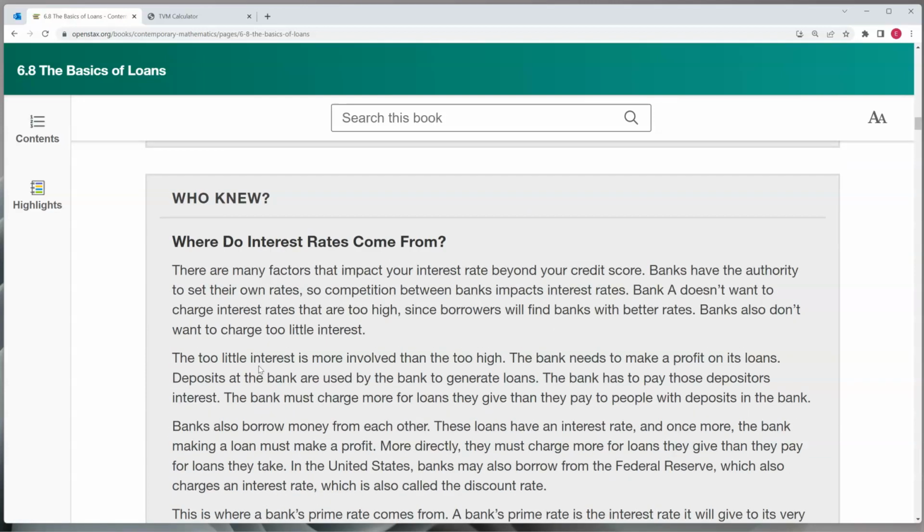So, just real fast, I'm not going to go through all this, but where do interest rates come from? Like, when somebody tells you you've got a 10.99% interest rate, did they just make that number up? And the answer is no.